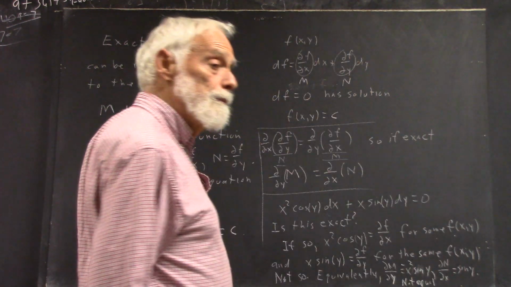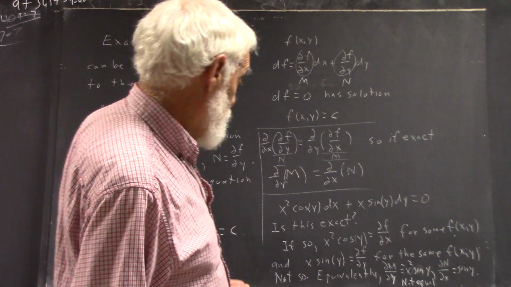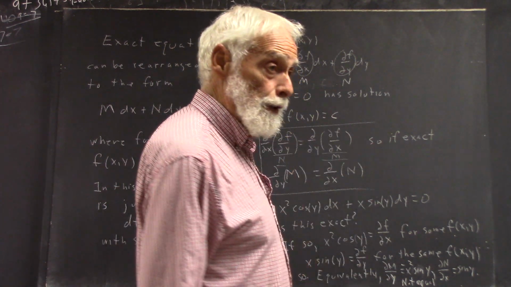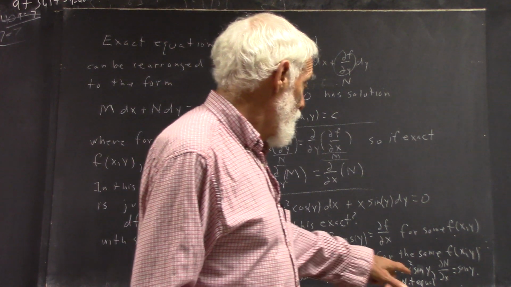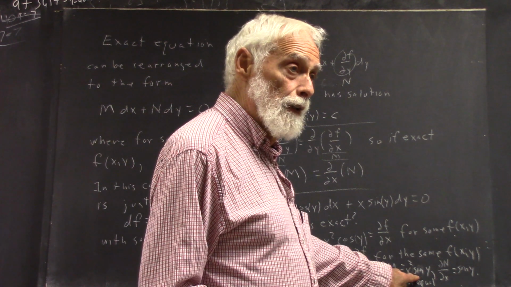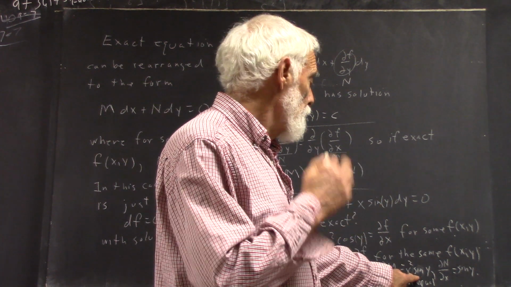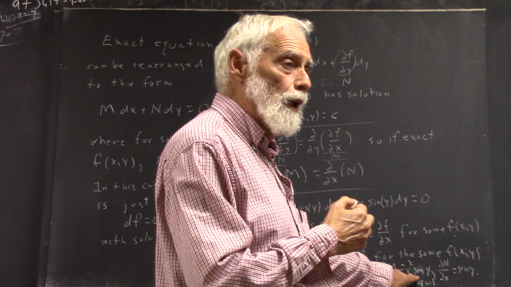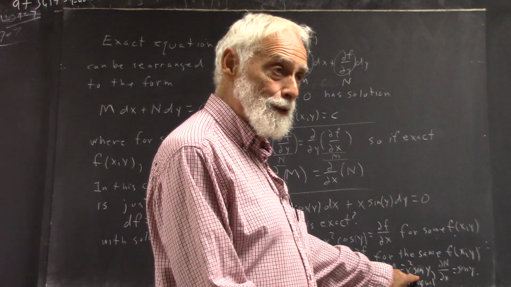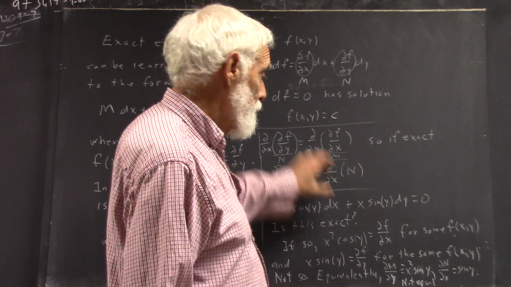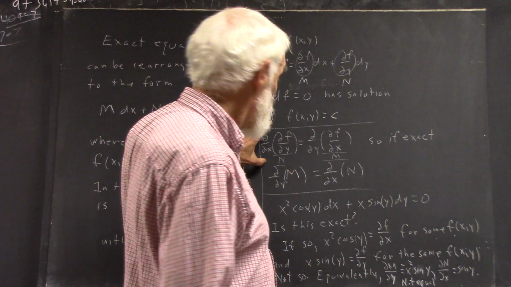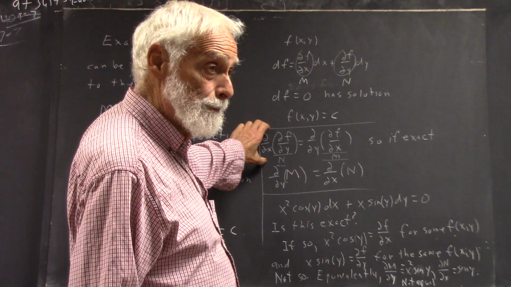These are not equal. The result is that there's no such function f. Because if there was, this would just be the partial with respect to y of the partial of f with respect to x. It would be this derivative, okay? And this would be this derivative. They'd have to be equal.